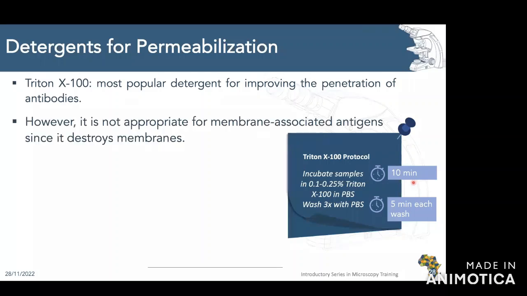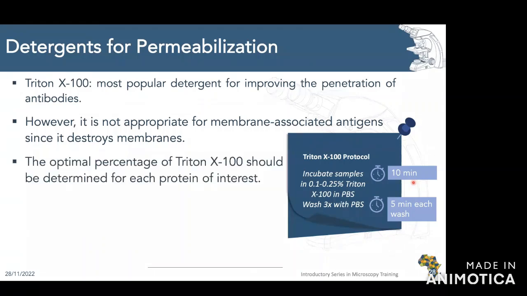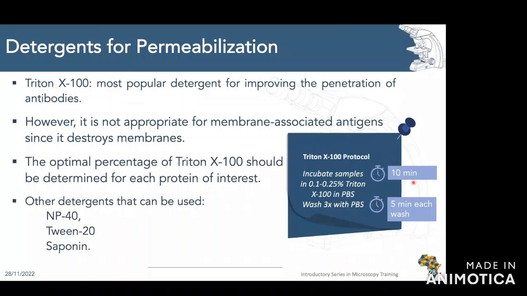As mentioned, sometimes it's not appropriate for membrane-associated antigens, especially as Triton destroys membranes quite readily. So you should just determine the percentage, and if that doesn't work, there are other detergents that are available. Something like NP40, Tween 20, or saponin are very common and achieve the same kind of permeabilization.